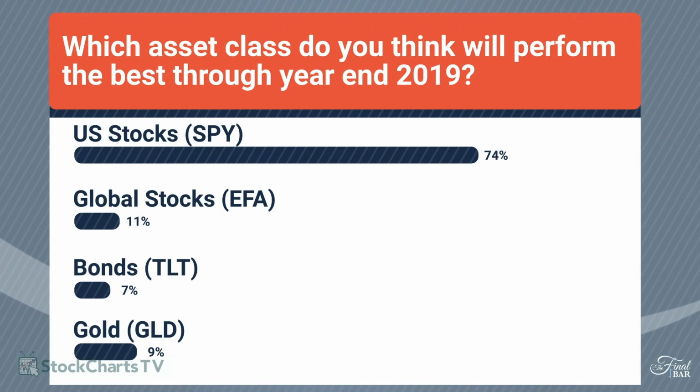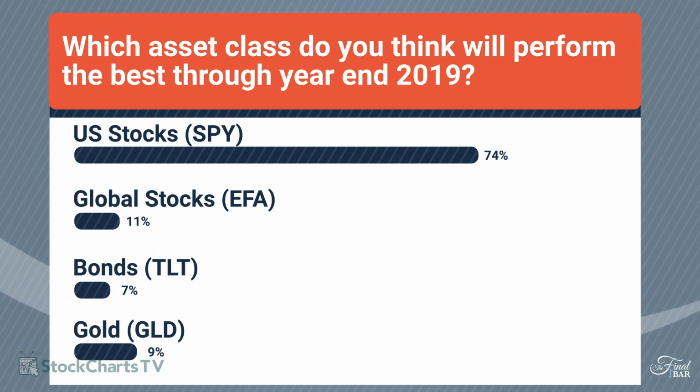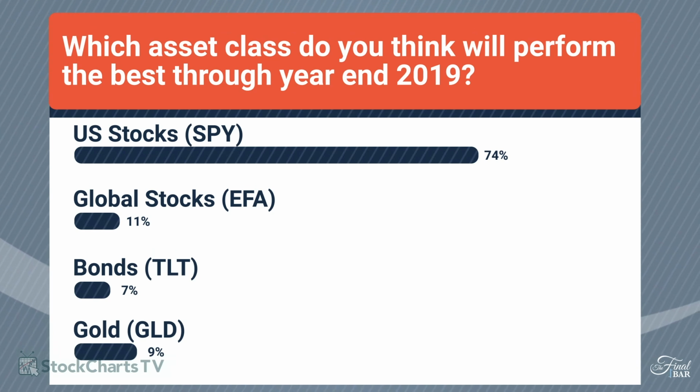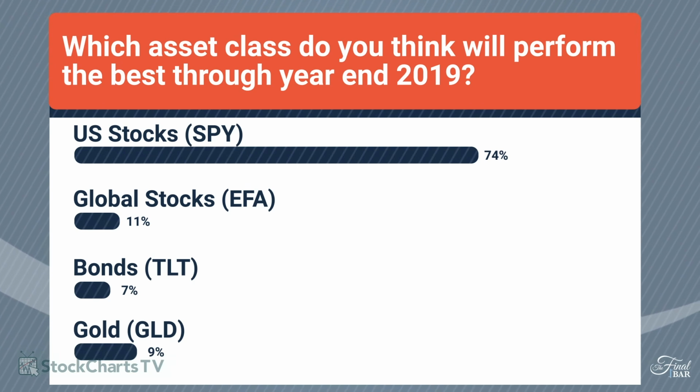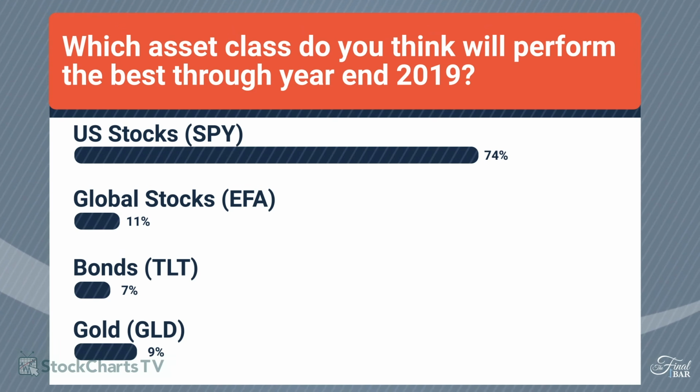So we asked you, which asset class do you think will perform the best through the end of this year? 3 out of 4 of you said U.S. stocks in the form of the spiders. Next was EFA global stocks, 11%, followed by gold, 9%, and then bonds, 7%. So out of all of you, only 16% were on the more defensive side. 85% of respondents basically said to own stocks, and it was just whether U.S. or global. I think that's really interesting.